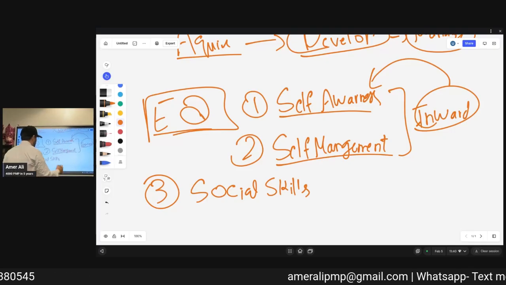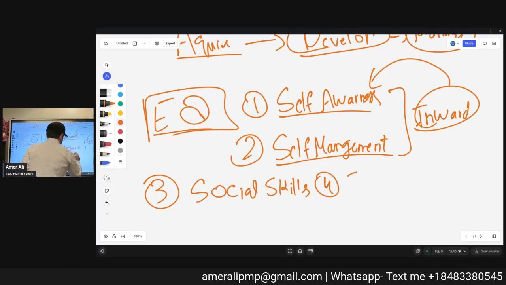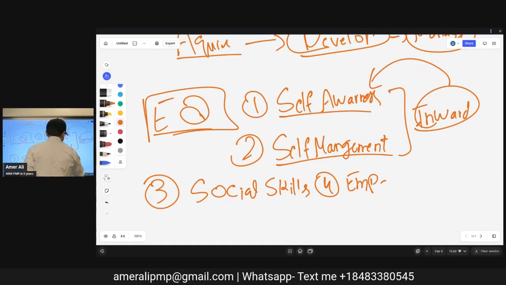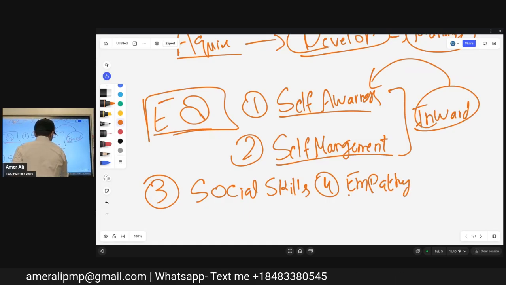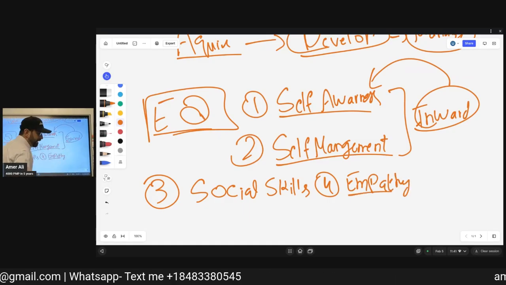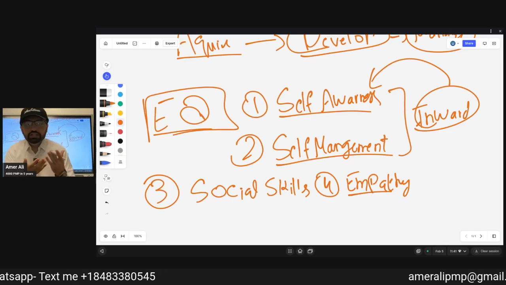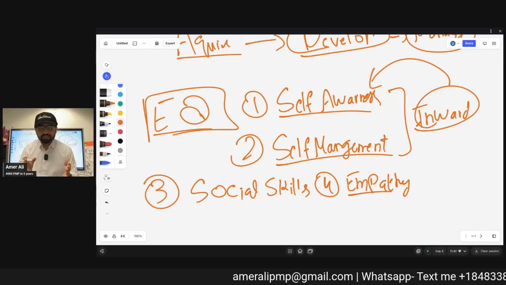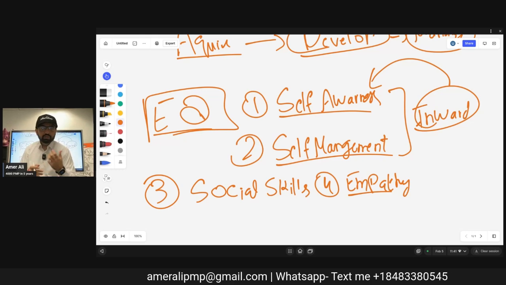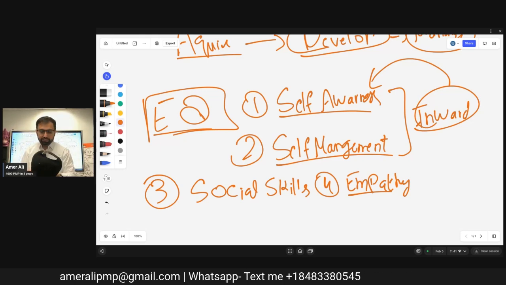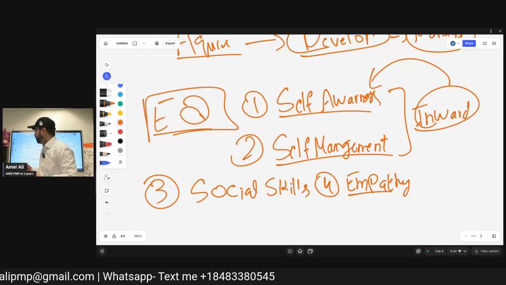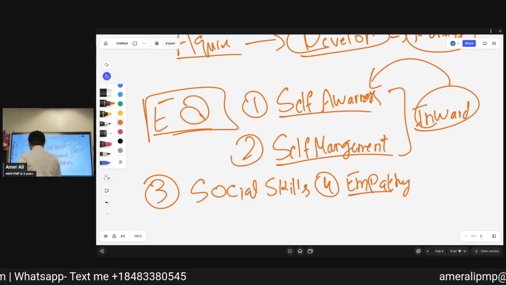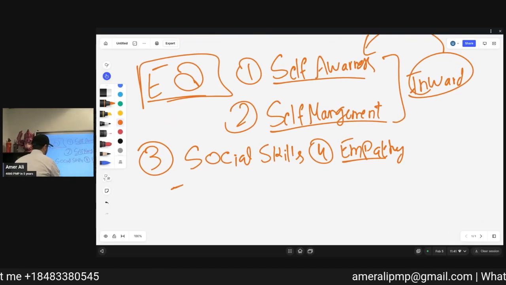And also the fourth one, empathy. Empathy also comes here. What is empathy? Empathy is basically feeling how the other person will feel. I need to feel how they are feeling, in their shoes. Empathy. Very, very important, very critical. Then the last one is motivation.